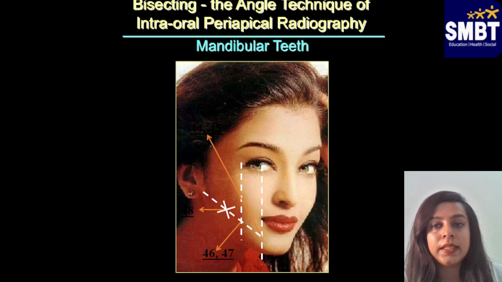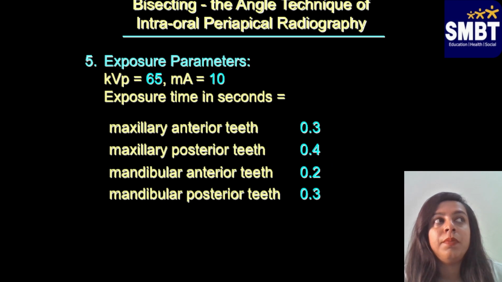So we exactly know how to make the patient sit on the dental chair and how to place the film. We've also adjusted our horizontal and vertical dimensions. We also saw the centering points. What is next? We have to make an exposure and expose the tooth. For that, we are supposed to know the exposure parameters. Exposure parameters for this technique include a kilovoltage peak of 65 kVp and a milliamperage of 10 milliamperes. The time could vary in seconds, but for this technique, it's usually less than 1 second.